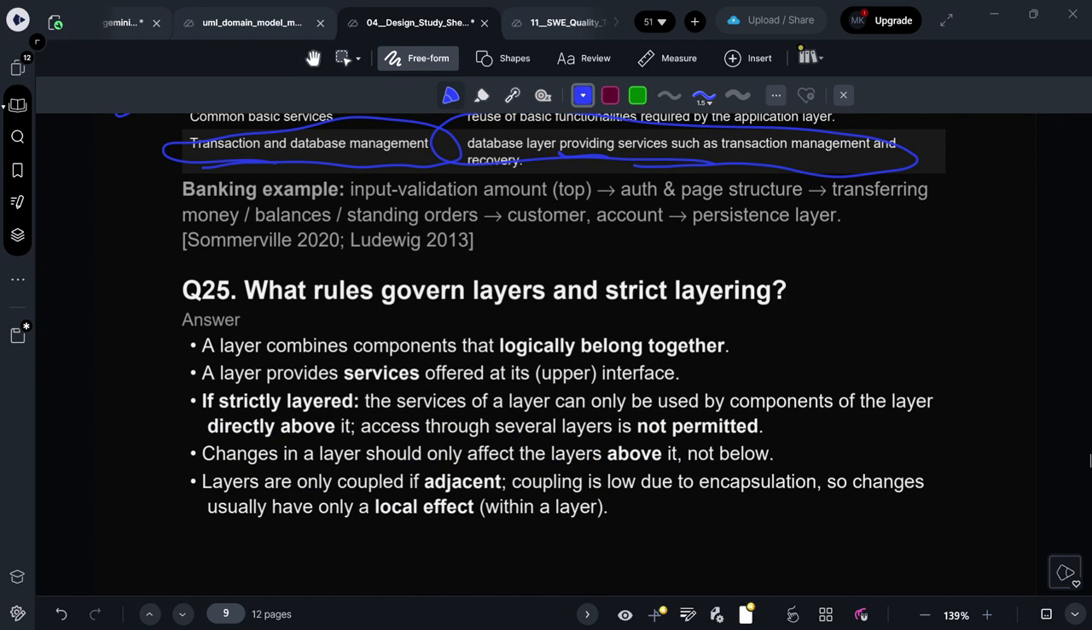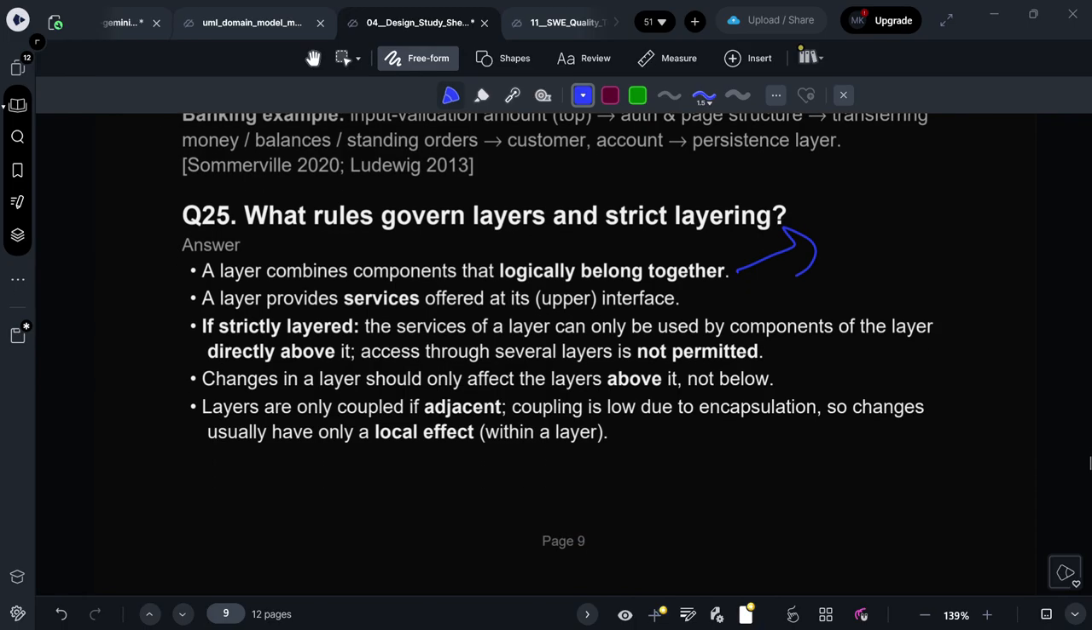Then we have what rules govern layers and strict layering. A layer combines components that logically belong together. This is what a layer does. A layer provides services offered as its upper interface. If strictly layered, the services of a layer can only be used by components of the layer directly above it. Access to several layers is not permitted.